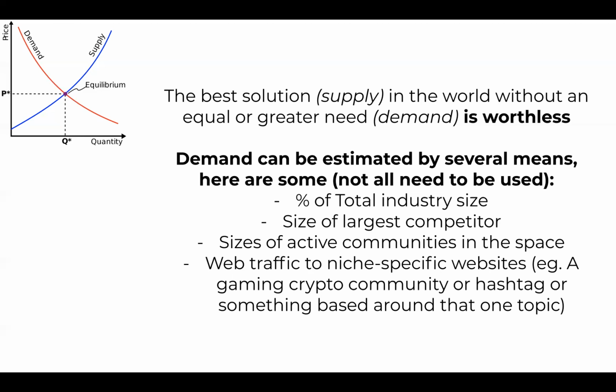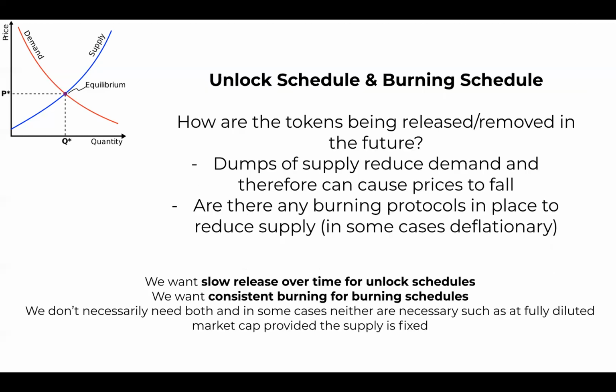A follow-on from this is looking at web traffic to niche-specific websites, for example, in the gaming crypto community or hashtag or something based around that one topic. You can use websites like similarweb.com to look at a website's web traffic per month. Let's say a website about gaming crypto, let's stick with that example, has 300,000 visitors every single month. That gives you another insight that you can cross-reference with these previous methods to get an estimation about what the industry size is, and then you can go from there.